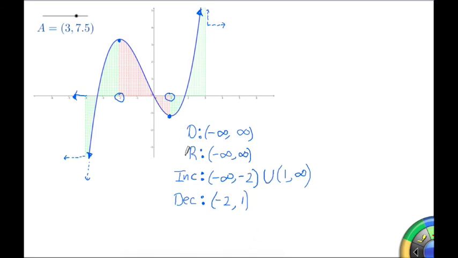So here we have the domain, the range, the intervals of increasing, the interval of decreasing. And that's it. It's not that hard.